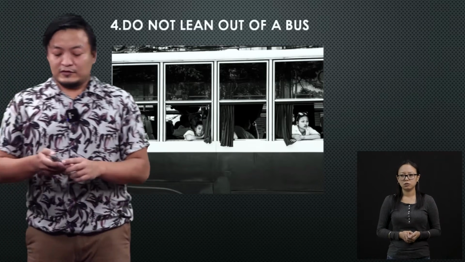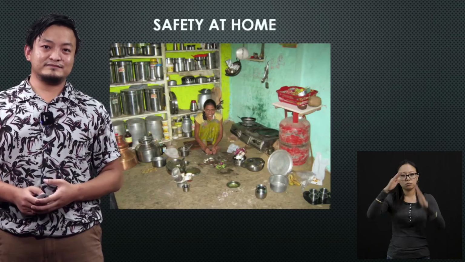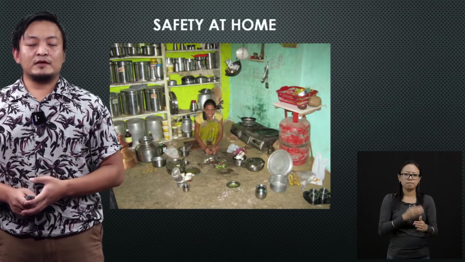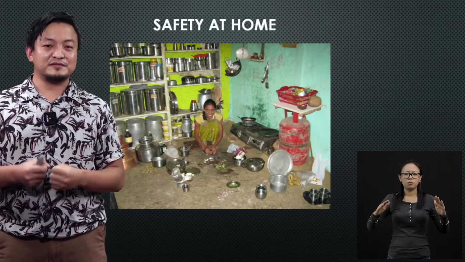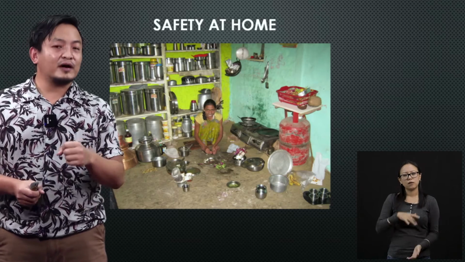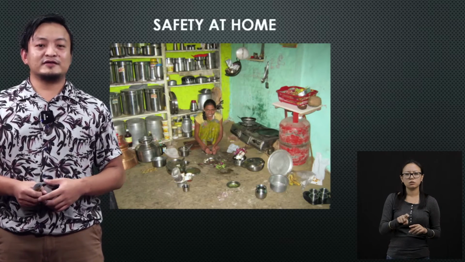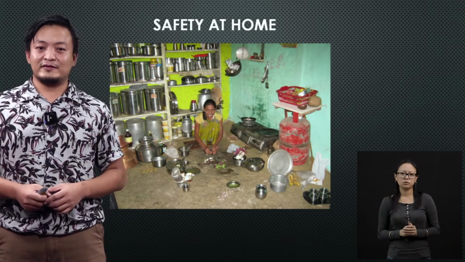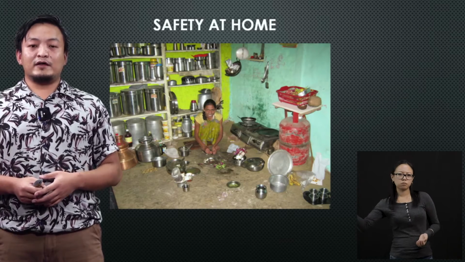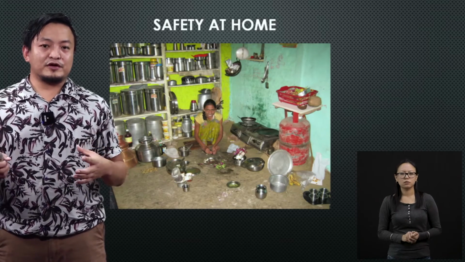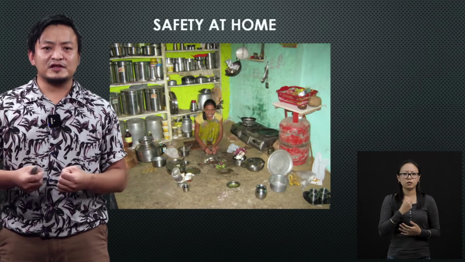Okay? So now we will learn about safety at home. Now students, a home is a place where we get comfort, right? What comes to your mind, my dear class 2 students, when I say home? Family comes to your mind, right? My parents, my siblings. A house is a place where we get love, comfort, and shelter, right?